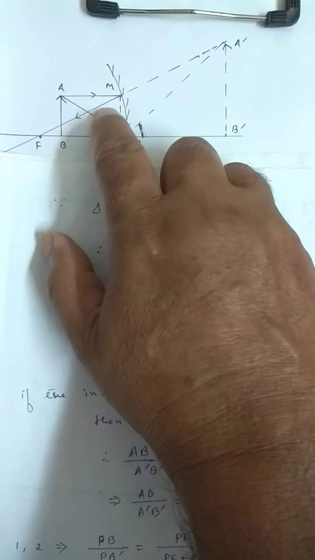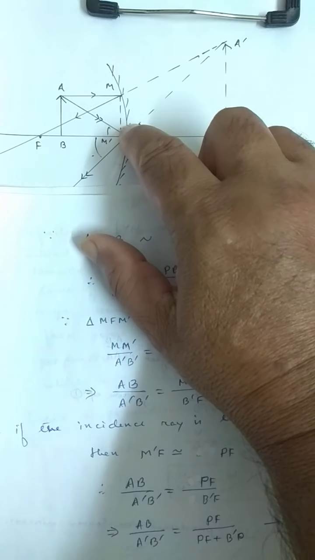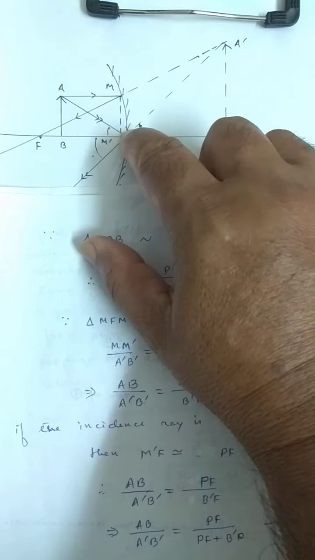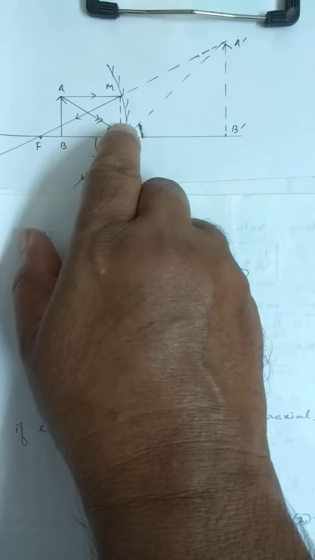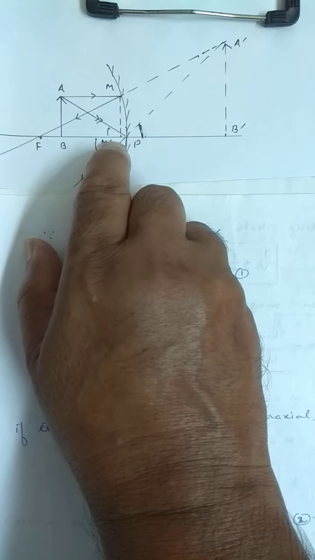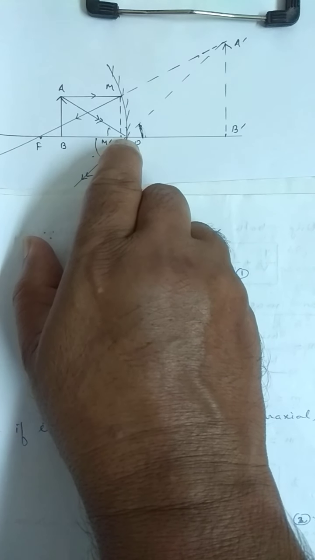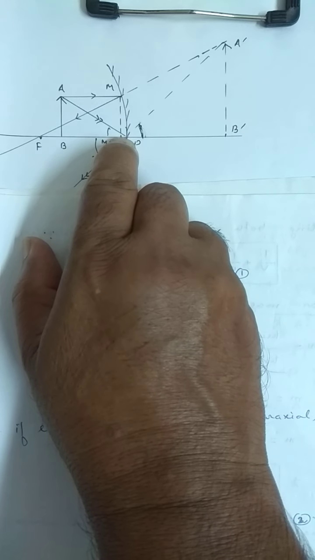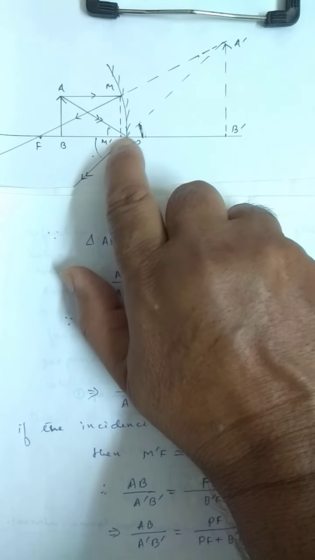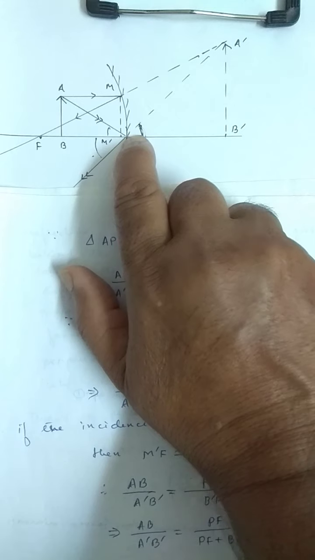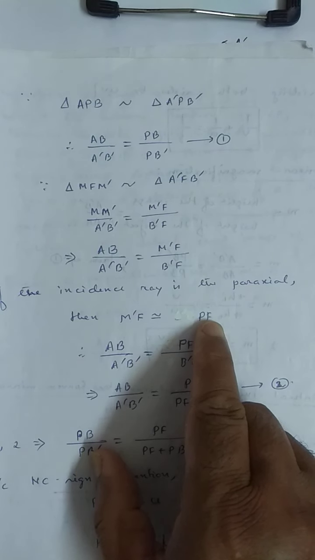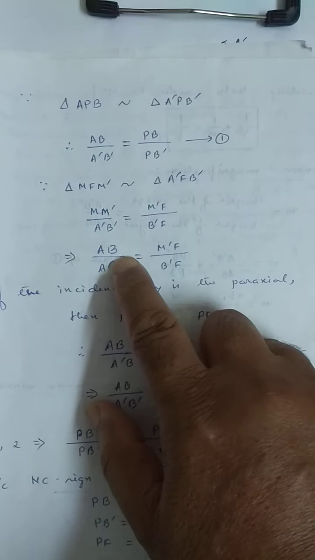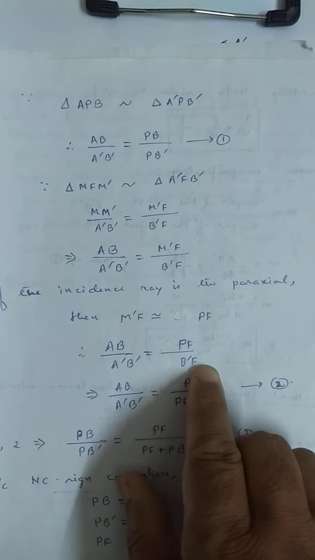Again, if the aperture of the mirror is very small, then what happens? If M comes here, or if the ray AM is very close to the principal axis, then this point M dash comes very close to P. Therefore, M dash F becomes equal to PF, and AB by A dash B dash becomes PF by B dash F.